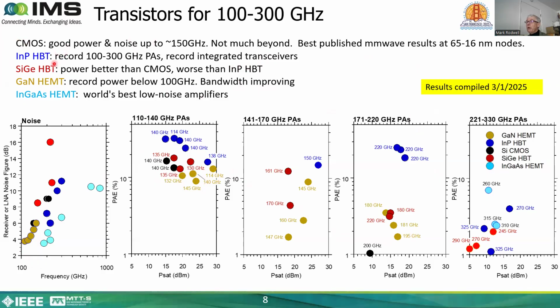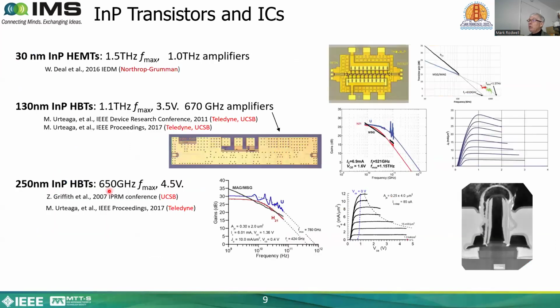The indium phosphide HBT is producing record levels of output power and power added efficiency, pretty much any frequency above 110 gigahertz. The indium gallium arsenide channel field effect transistors are providing record low noise figure at almost any frequency of consideration. Let's look in a bit more detail at the high frequency transistors.